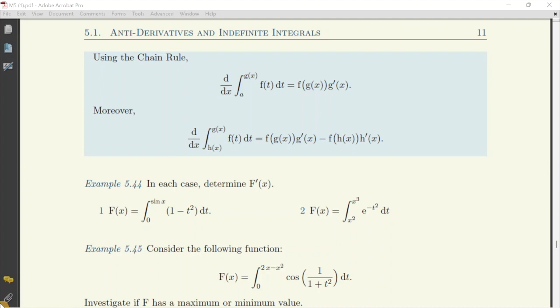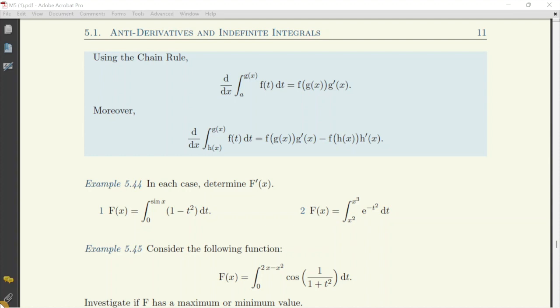Oops, you don't see it. I have to concentrate on a lot of things now. Okay, so these are two integrals. Let me write them. I want to calculate the derivative of each one of these functions, okay? So f of x is equal to the integral from 0 to sine x of 1 minus t squared dt.